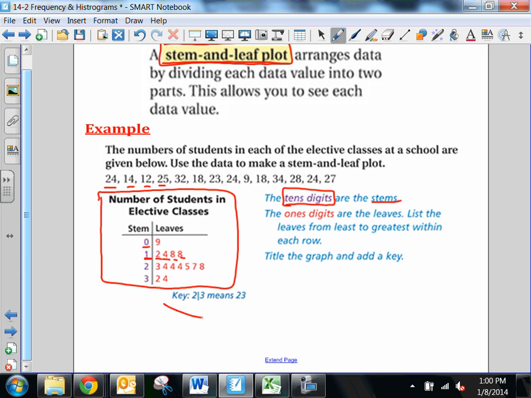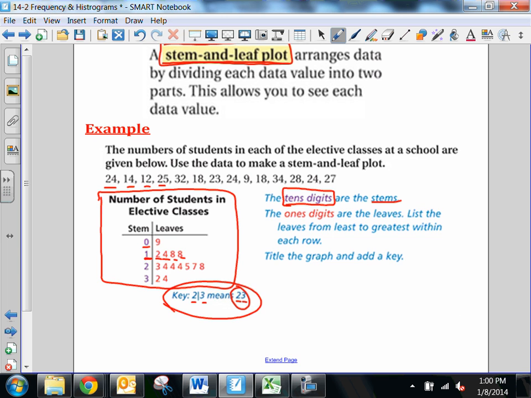So this right here is a key that's very important. That's explaining that the 2 on the left-hand side is the 2 here, and the 3 on the right-hand side is 3, and that altogether that means 23. Okay? So that is stem and leaf plot. We'll practice those in class tomorrow.